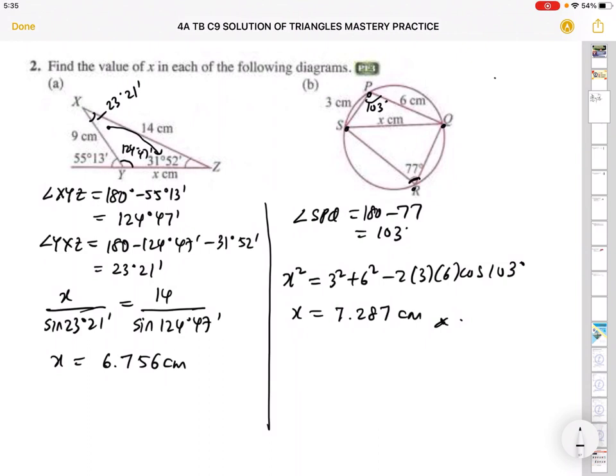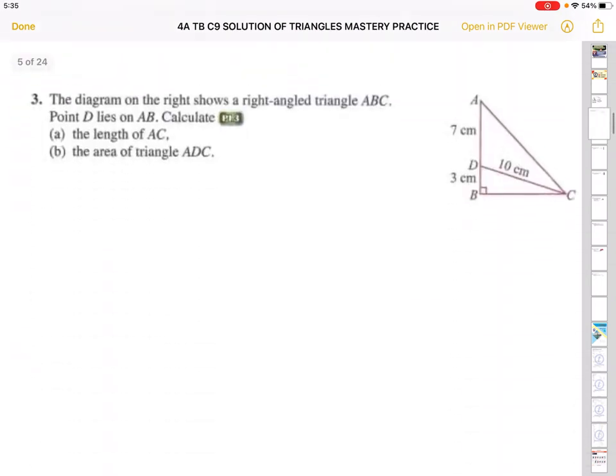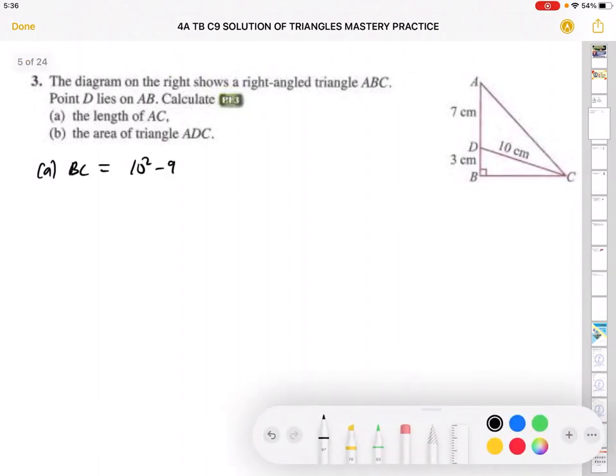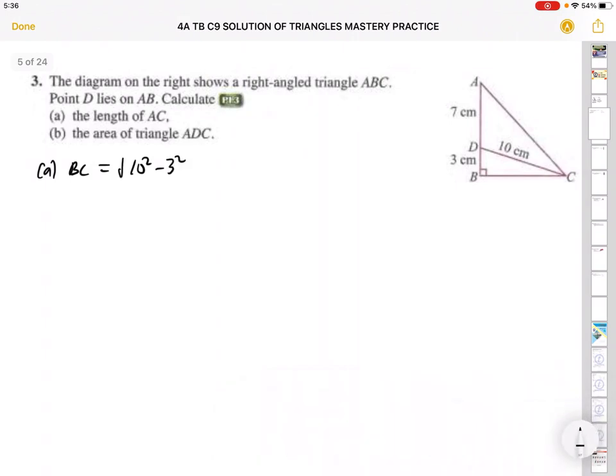All right, moving on to question number 3. Now I must say question number 3 has nothing to do with solution of triangle, no sine rule, no cosine rule, not even area of triangle, because you can use what you learned from half times base times height and Pythagoras theorem to solve it. The first thing is we want to find the length of AC. Before you find AC, you need to find BC. BC, I can take 10 squared minus 3 squared, which is square root of 91. This length is square root 91.